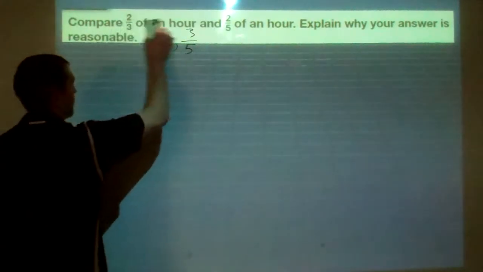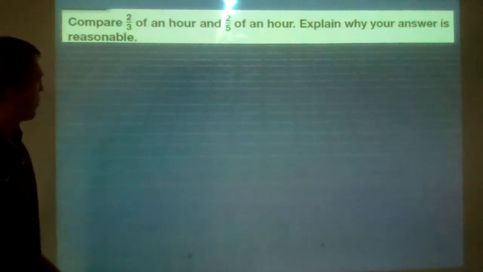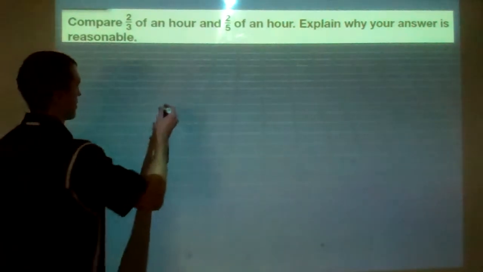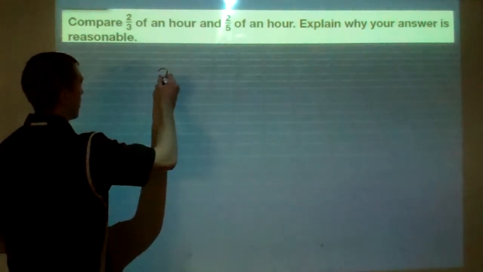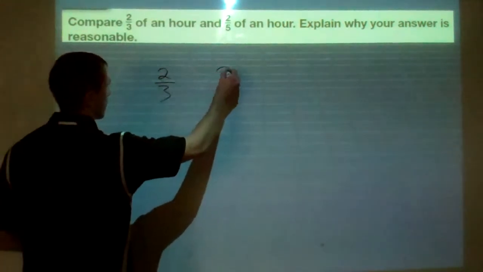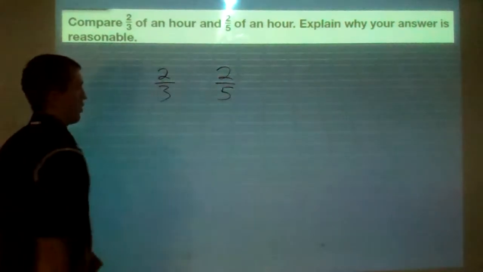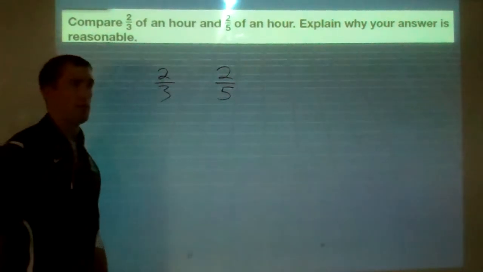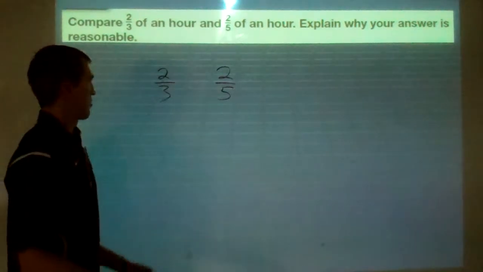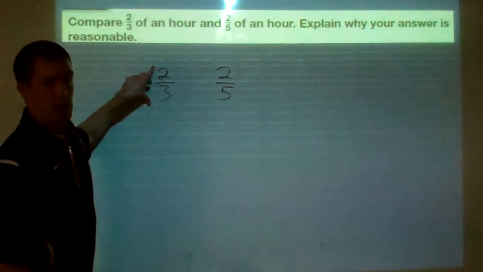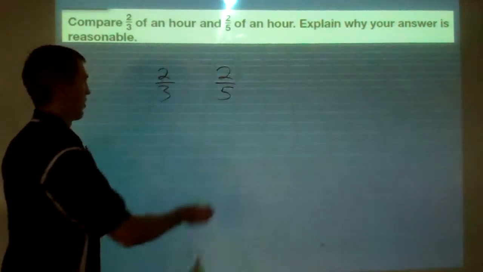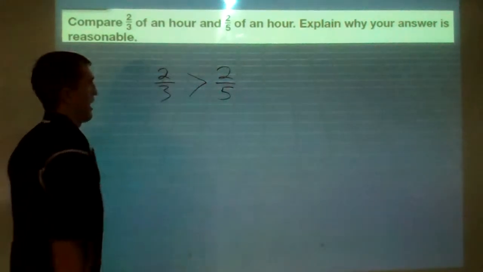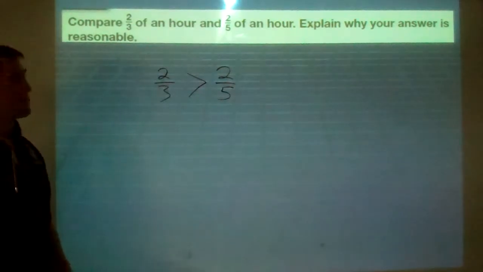And our last one here, 2/3 and 2/5. Which one's larger? Well, we could use the same tools as the last problem. I know 2/3 is bigger than 1/2, and I know that 2/5 is smaller than 1/2. So 2/3 has to be larger than 2/5.